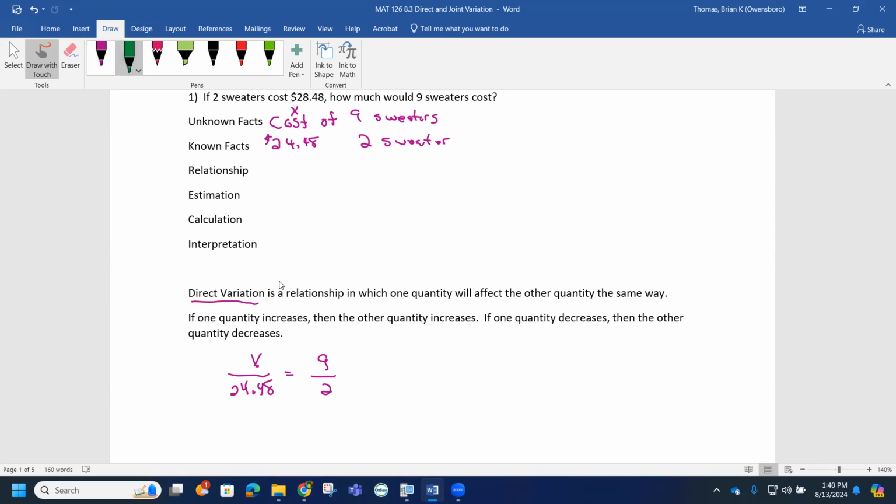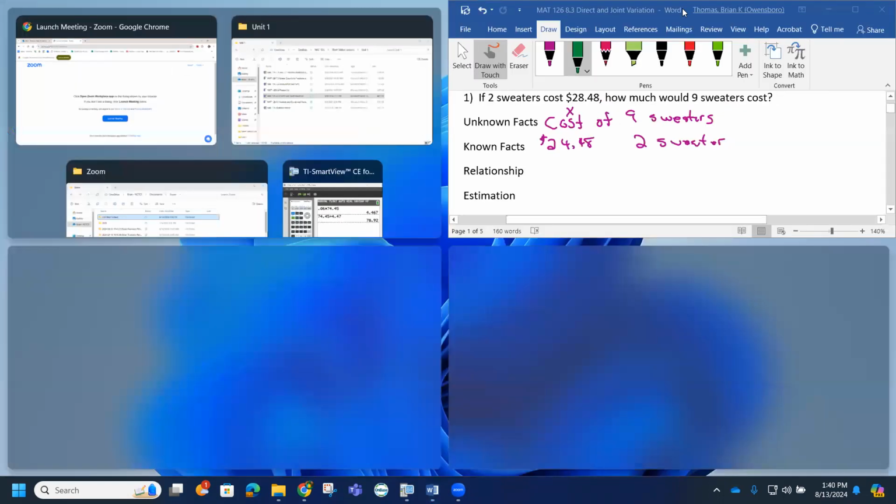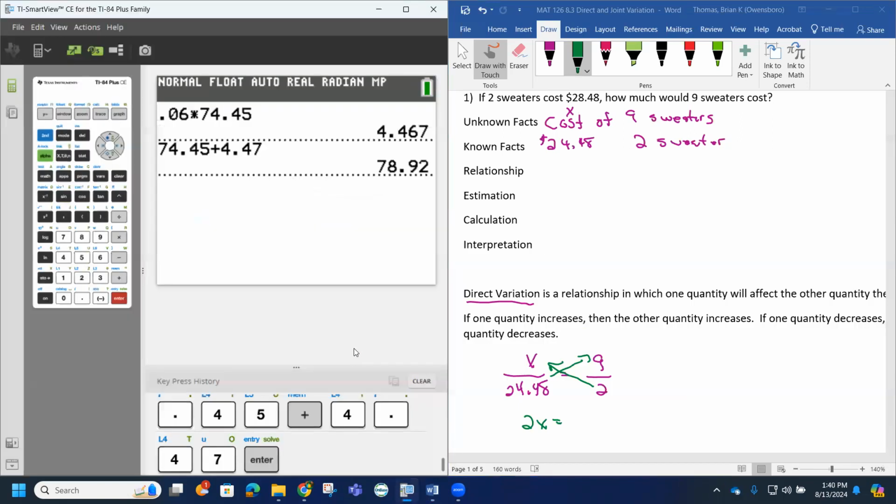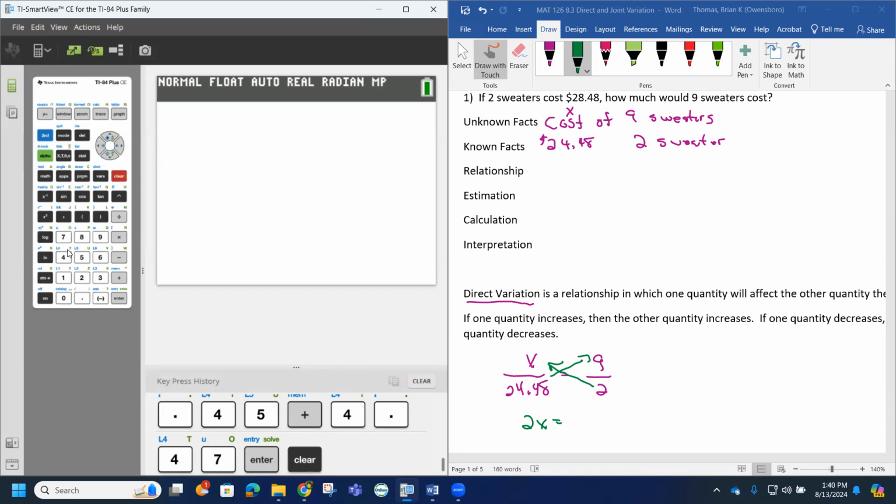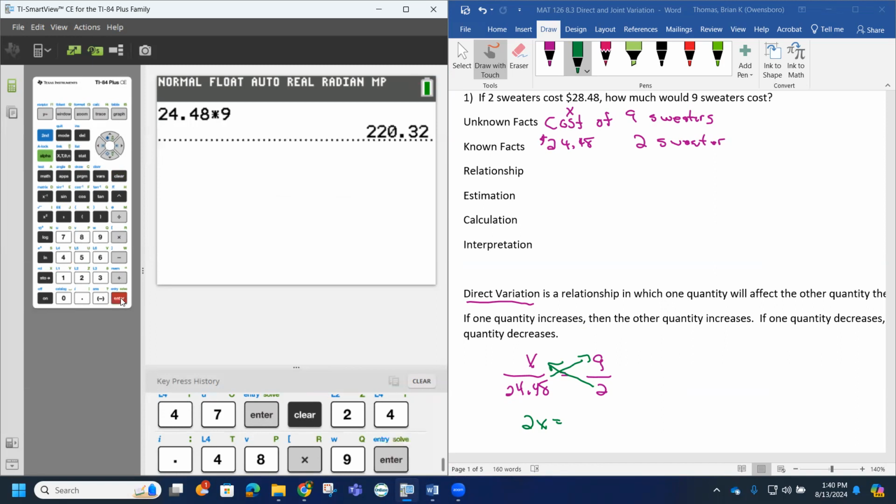Since this is proportion math, we can just cross multiply. So this ends up being 2x equals, and then I have to do a little bit of math here. See if we can find our calculator still. So if we clear this off, 24.48 multiplied by 9 gives us 220.32.